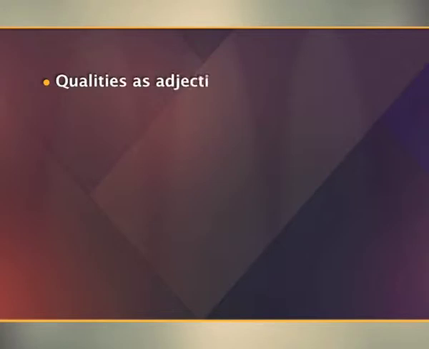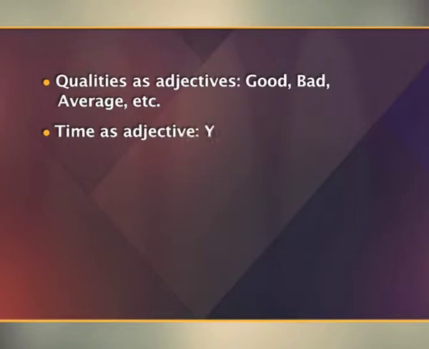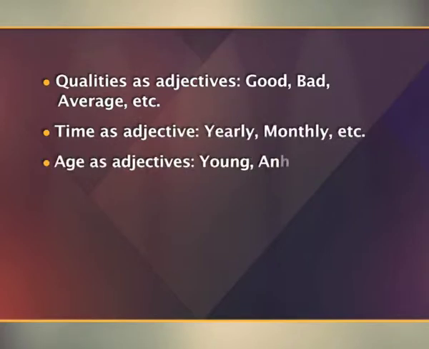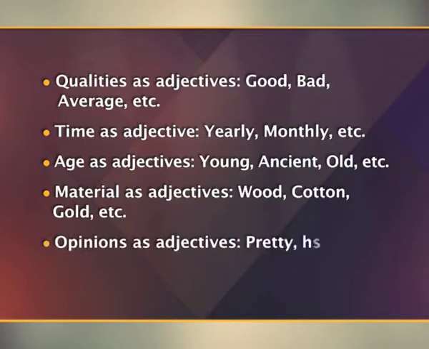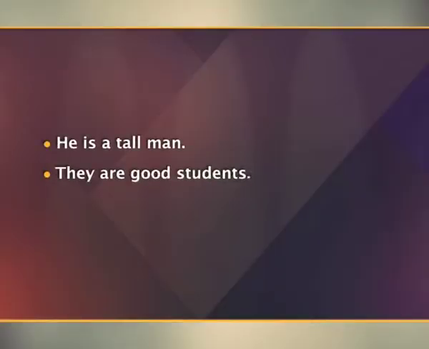Qualities as adjectives: good, bad, average, etc. Time as adjectives: yearly, monthly, etc. Age as adjectives: young, ancient, old, etc. Material as adjectives: wood, cotton, gold, etc. Opinions as adjectives: pretty, hot, expensive, etc. Some other examples of descriptive adjectives are as follows. He is a tall man. They are good students. She is a beautiful girl.